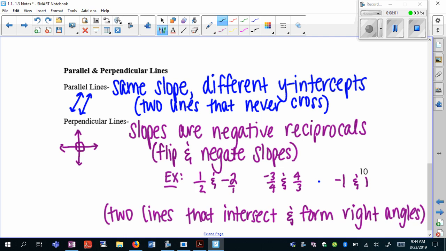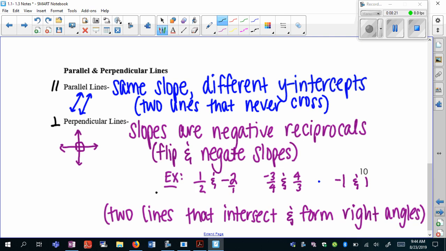The other thing to point out, just in case you see it, is the symbols for these. The symbol for parallel looks almost like a slanted 11. Perpendicular looks like an upside down T to represent the right angle. So those are the two symbols to represent parallel versus perpendicular when we talk about slopes.